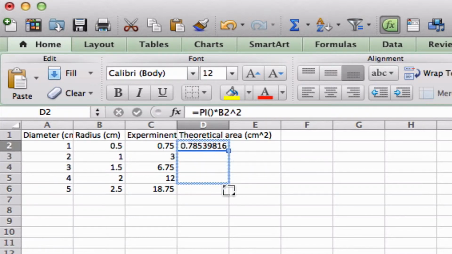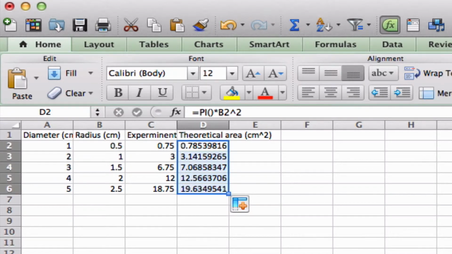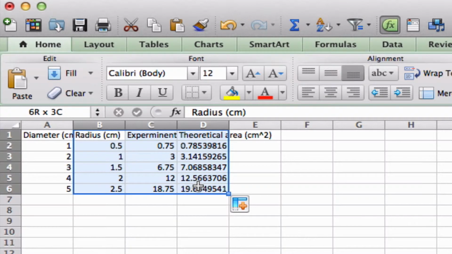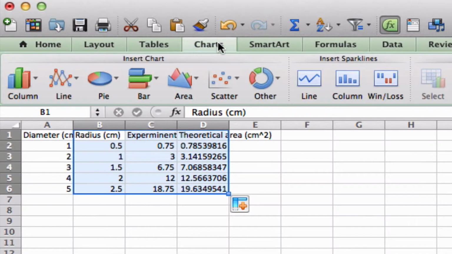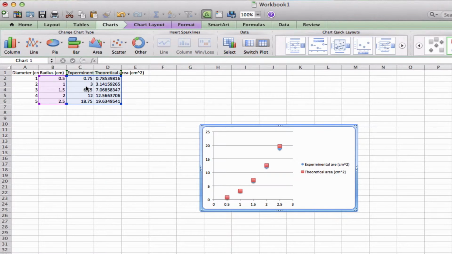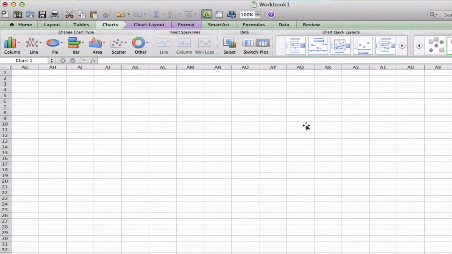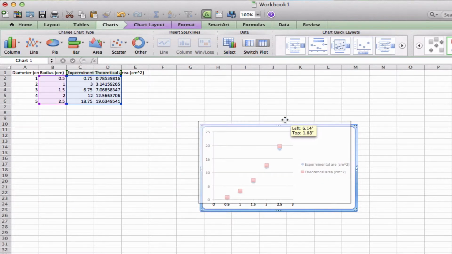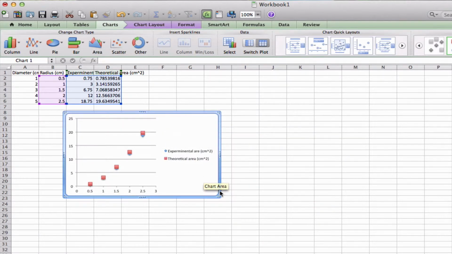I'm going to drag this down so that it does the same calculation, and look at this. I have all the data here. I'm ready to make a graph. So I'm going to highlight what I want in my graph. I want these 3 things. I want radius on my horizontal axis, and then I want 2 lines, one for experimental area, one for theoretical area. Go into charts, choose scatter. We've done all this before. And I get this. Oops. I get this thing, which is just beautiful. Look at this. And it's clearly not a line.